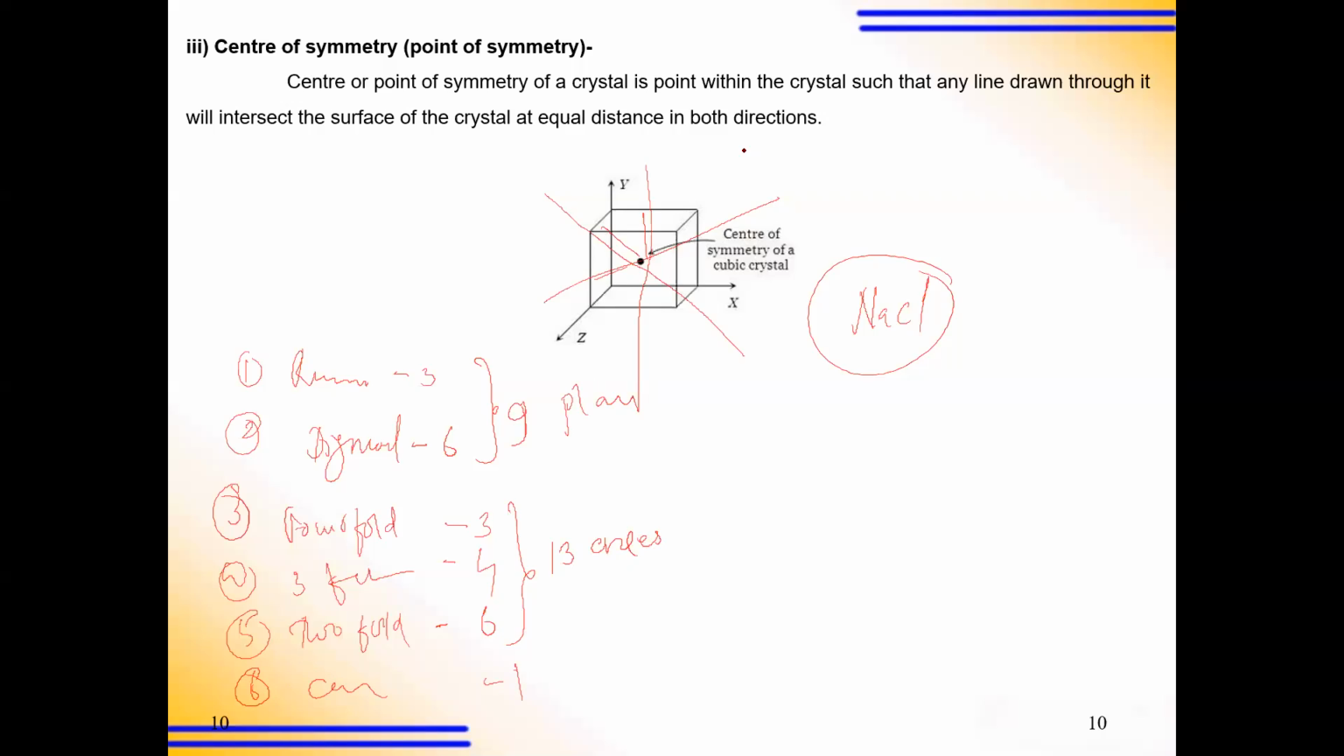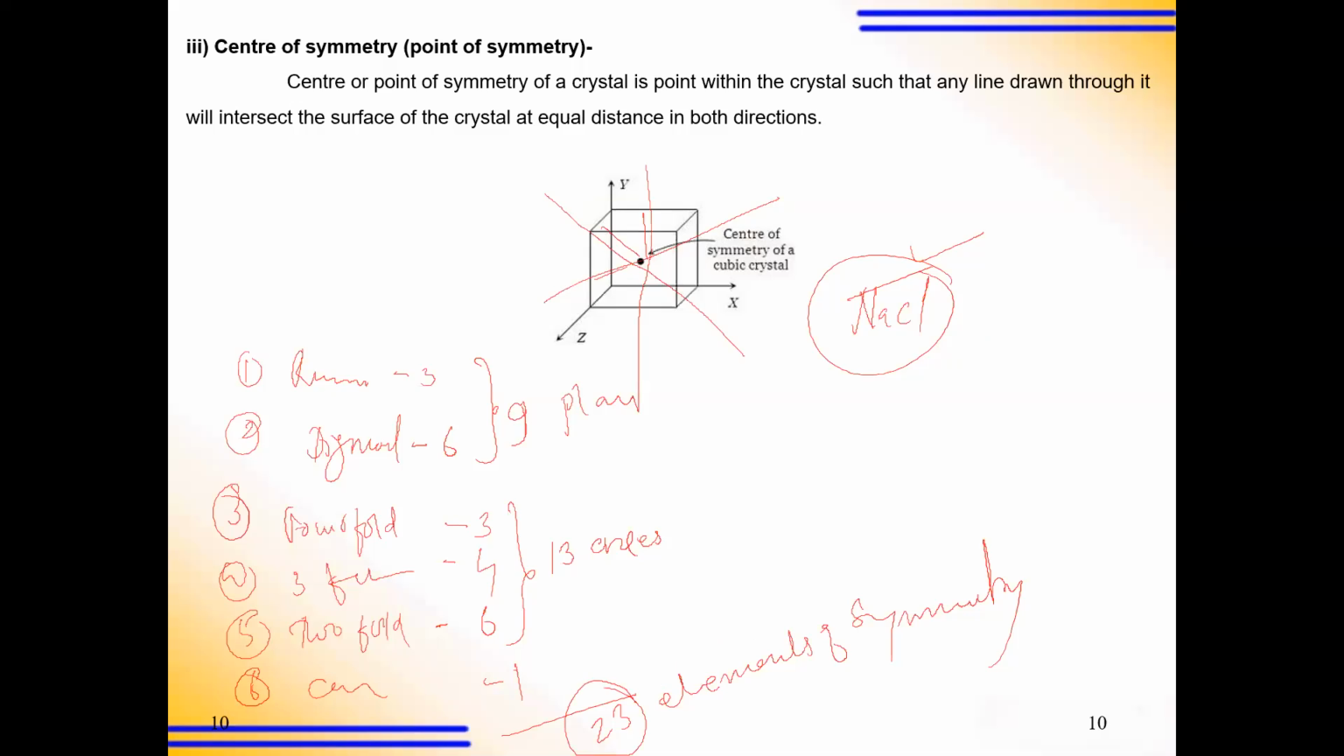It means that the total elements of symmetry for this one are 23 elements of symmetry, 23 elements of symmetry for each and every NaCl crystal. प्रत्येक NaCl crystal, सोडियम क्लोराइडच्या क्युबिक क्रिस्टलला 23 elements of symmetry असतातच. So this is how we can define the crystal with the help of elements of symmetry.